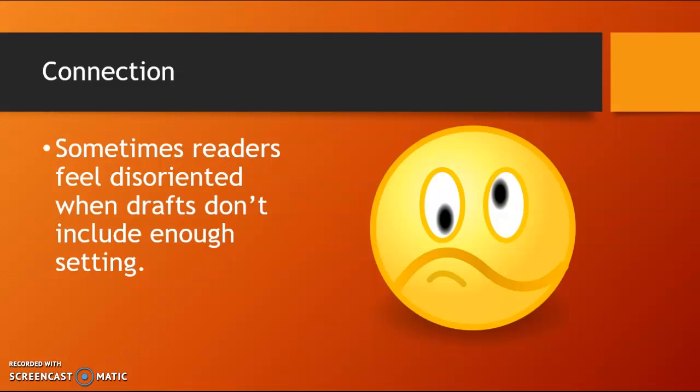So what does that word disoriented mean? It means kind of confused. An example I can think about is sometimes my little kids come into my room in the middle of the night, and when they wake me up, I feel a little disoriented. I'm like, what's happening? Where am I? Why are you waking me up in the middle of the night? So that's that disoriented feeling when you're just like, wait a second, what's going on? And that happens in our writing if we don't add enough setting into our story.